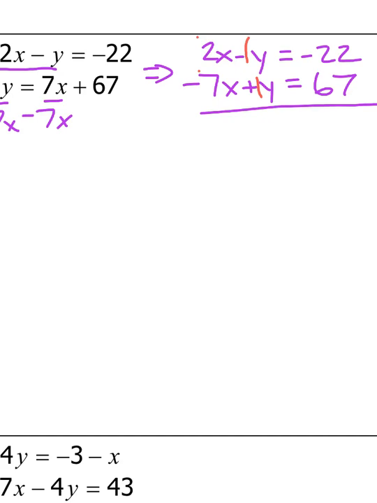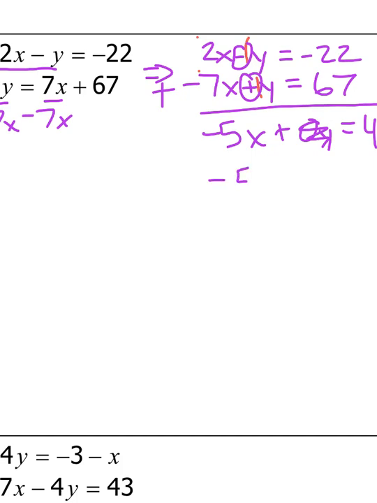So the y's are what we're going to try to eliminate. And notice that they have opposite signs as well. So that means I can just add these equations together. So 2 minus 7, well, that's negative 5. I've got 0y, right, because the y's cancel. And then negative 22 plus 67. Well, that's the same as 67 minus 22. Let's see. 6 minus 2 is 4. 7 minus 2 is 5. There we go. And because the 0 is what the y is with, that just cancels. So negative 5x equals 45.